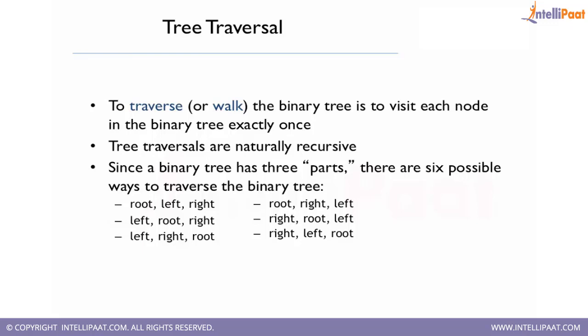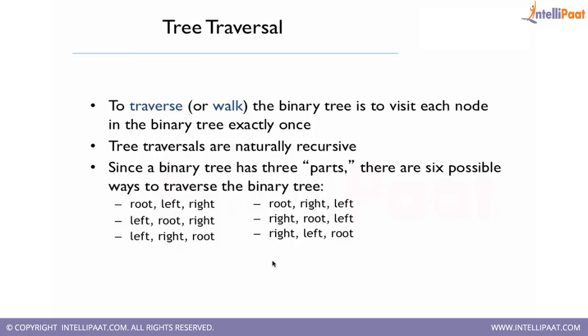Okay, since a binary tree has three parts, root, left, right, there are six possible ways to traverse a binary tree. First we traverse the root, then the right child and left child. So left child and right child are like the left subtree and right subtree. In traversing terms, when we say left, that means always the left subtree, and right means the right subtree. Here first we traverse the root, then the left subtree of the root, then the right subtree of the root. Left root right means first we traverse the left subtree of the root, and then the right subtree of the root.